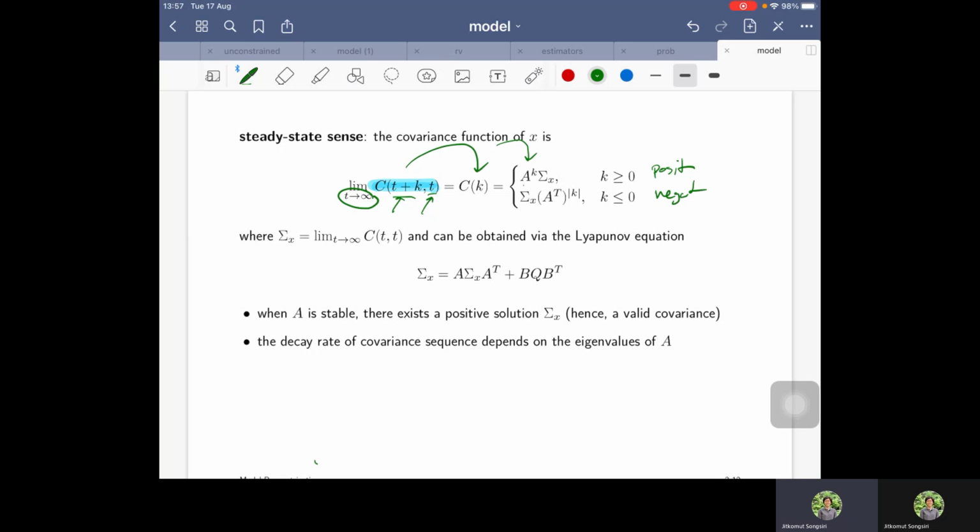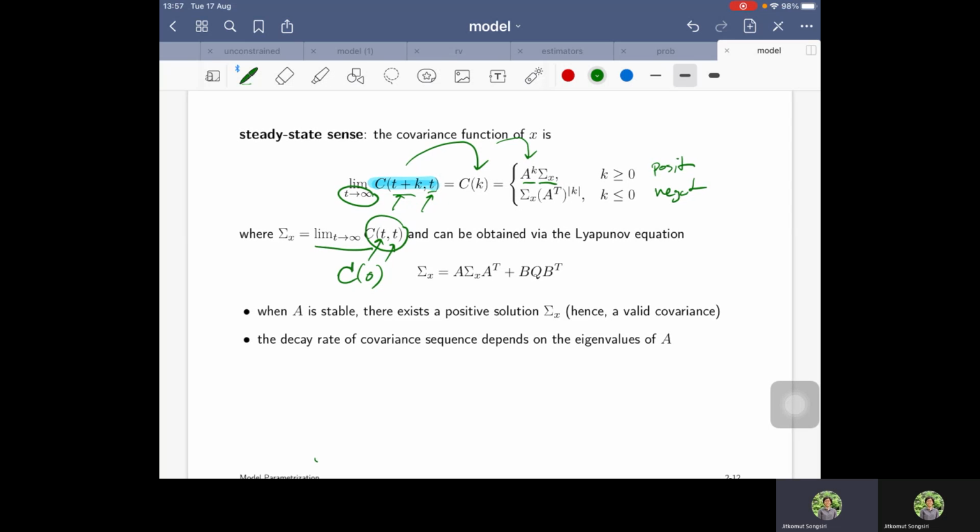So this is matrix A to the K times the matrix sigma X. And what is sigma X? Sigma X is actually the limit of covariance at time t and t. So basically, it means that Z0 exists. If the limit exists, okay, Z0 exists, and that is our notation sigma X.